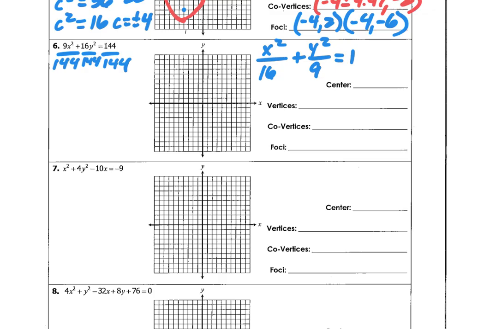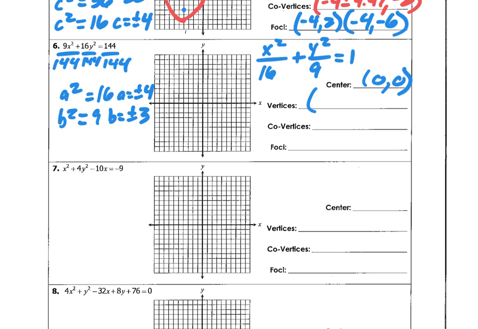Where's my center going to be at? 0, 0, right? That's good news. My a squared value here is 16, so a is plus or minus 4. My b squared value is 9, so b is plus or minus 3. Okay, this would be a horizontal ellipse because the bigger number is underneath the x.